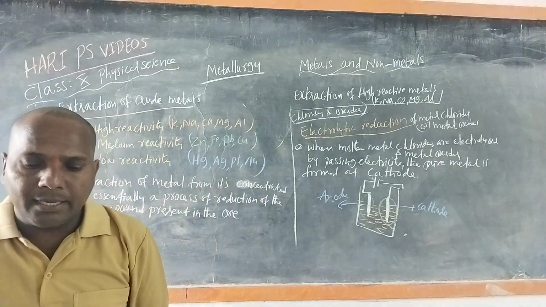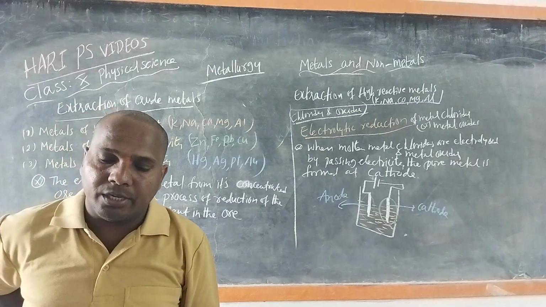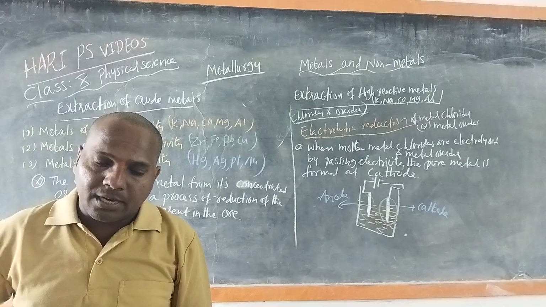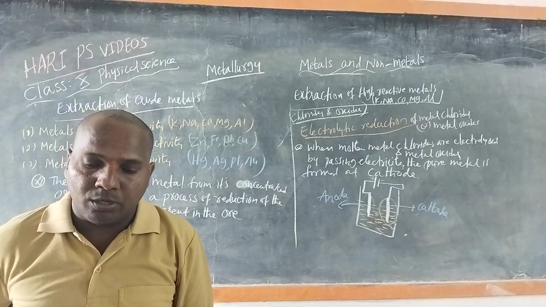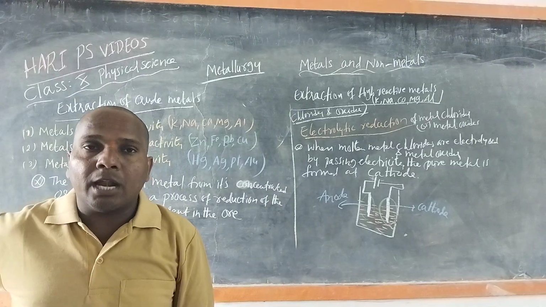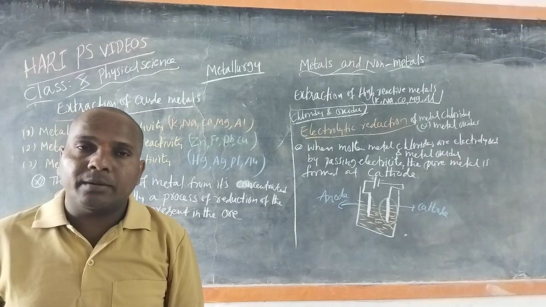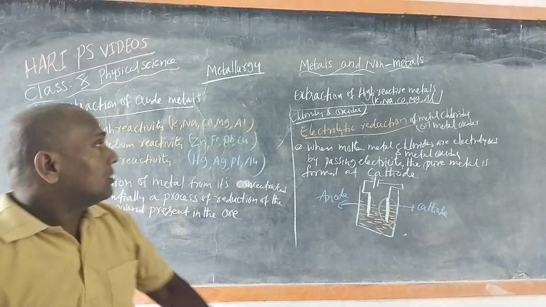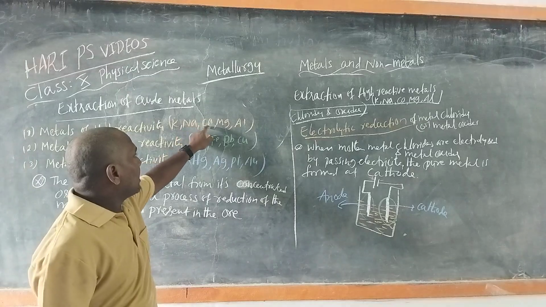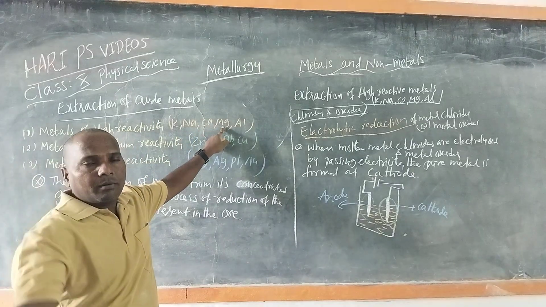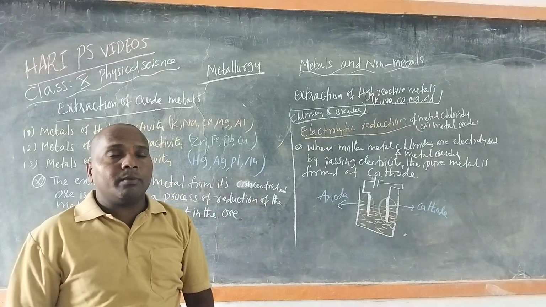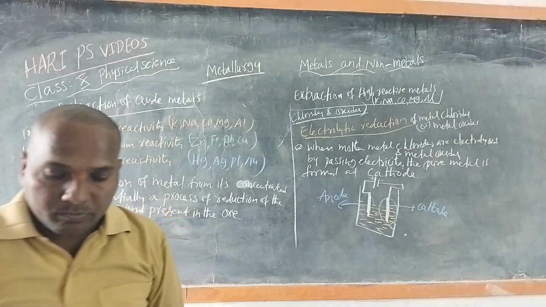So the highly reactive metals like potassium, sodium, calcium, magnesium are extracted by the electrolysis of their molten chlorides, whereas aluminum metal is extracted by electrolysis of its molten oxide. So potassium, sodium, calcium, magnesium are extracted from chlorides, whereas aluminum is extracted from its oxide.